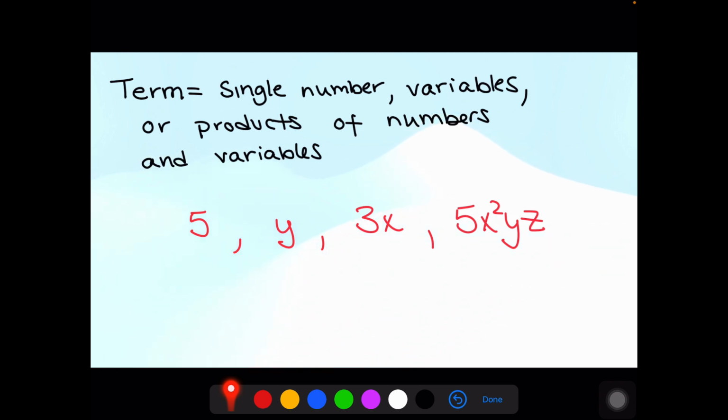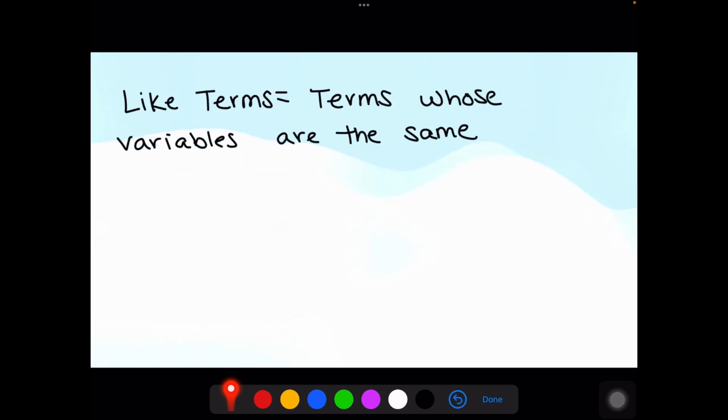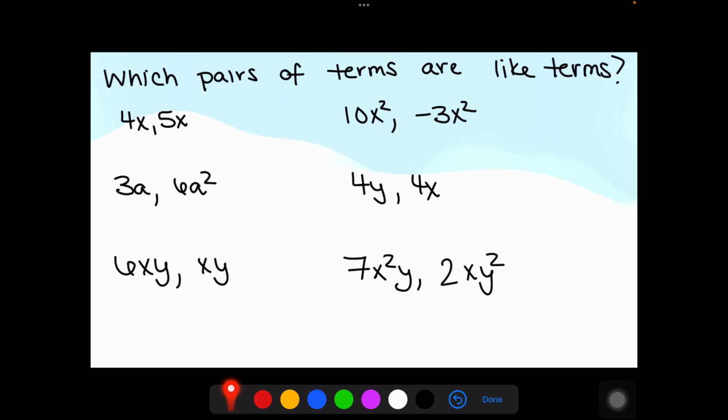Terms are always separated by addition or subtraction. So terms in an expression will be separated by plus or minus signs. We say terms are like terms if the variables are the exact same. So for example, I've got a big list of terms, and the question is, which of these are like terms? So let's start by looking at 4x and 5x. Those are like terms because the variables are the exact same, both x's.